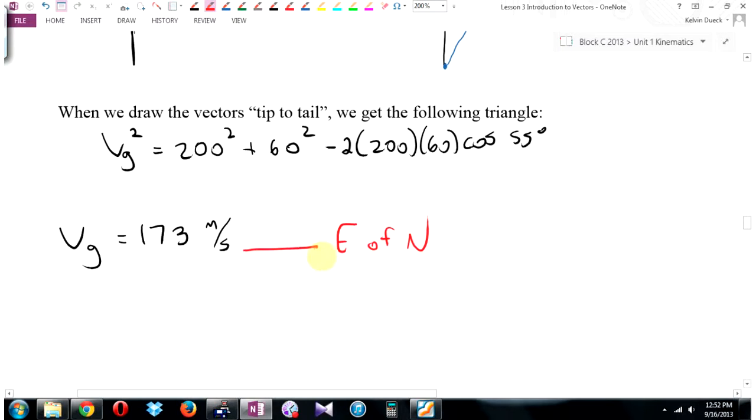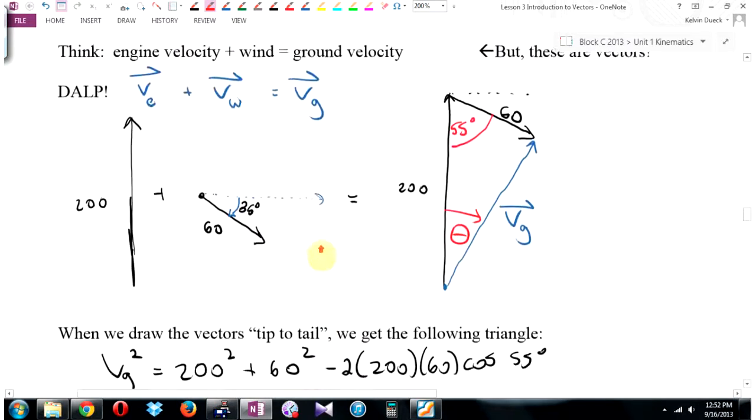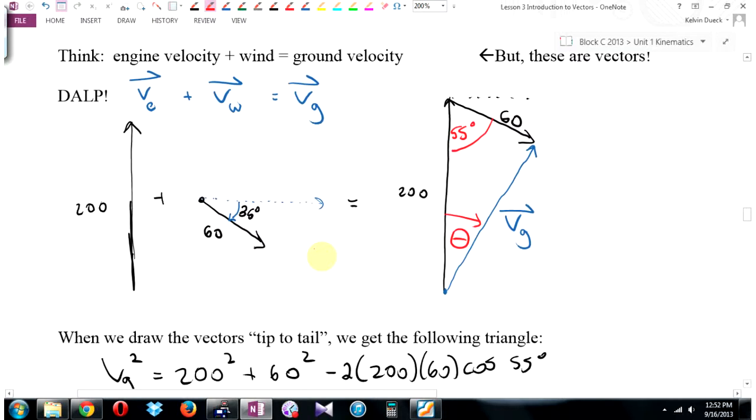What's going to go right here? The angle. Can I use sine, cosine, tangent, SOHCAHTOA? Everybody say no. So what?